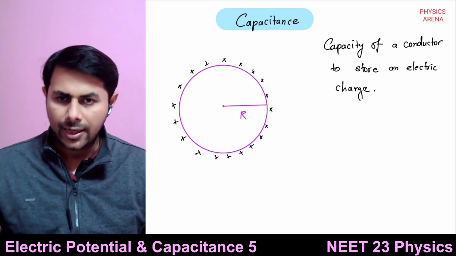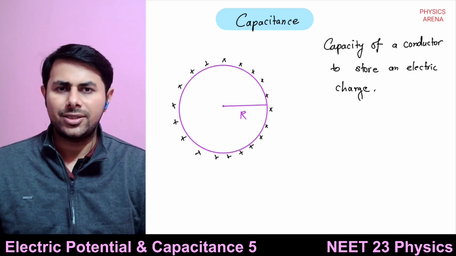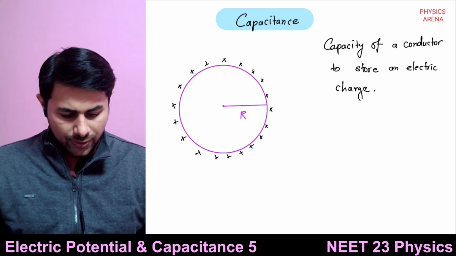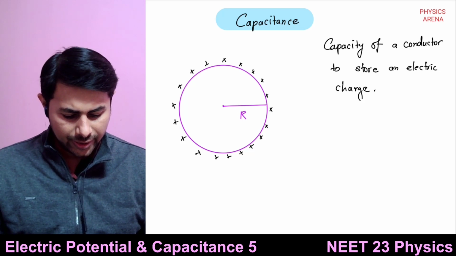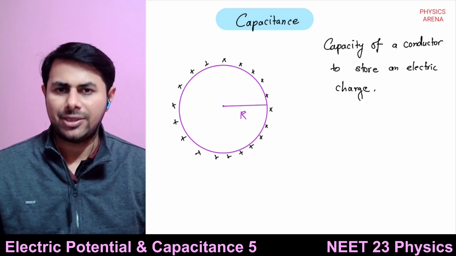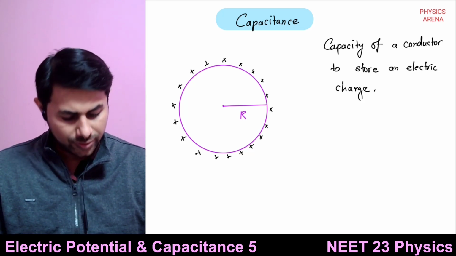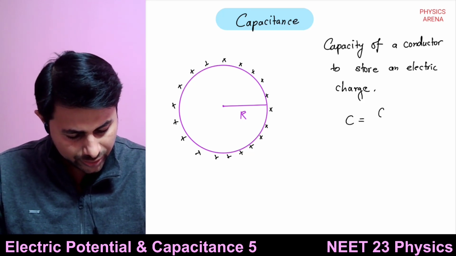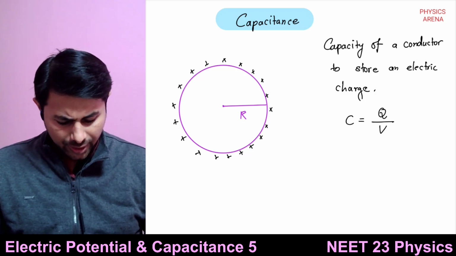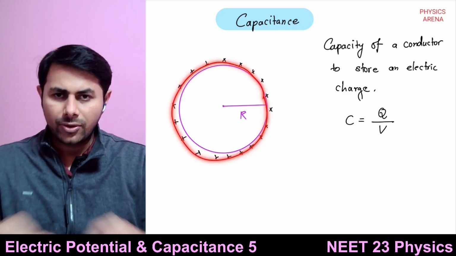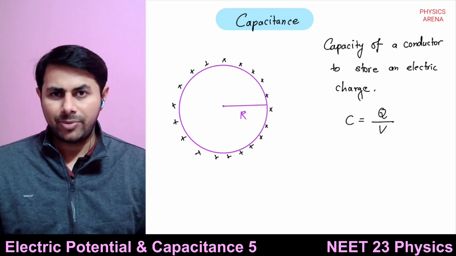So actually what we have done is we have stored some energy in the form of an electric charge on this conductor. I'm sorry. So see, the capacity of the conductor to store the electric charge is known as capacitance. Now how do we measure that capacitance? To measure capacitance, we take the ratio of charge to the potential difference. Here we have a single conductor, so we measure its potential with respect to infinity.